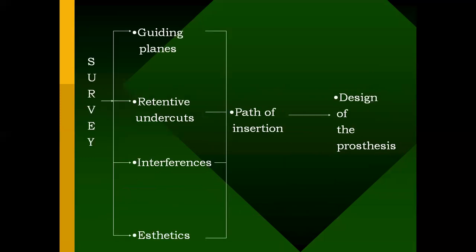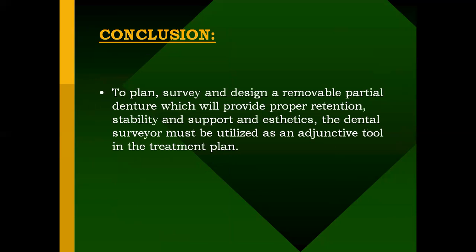So surveying is done with the help of selection of guiding planes, retentive undercut, interferences, and considering the aesthetics for a suitable path of insertion, which will help in designing of the final cast partial denture prosthesis.